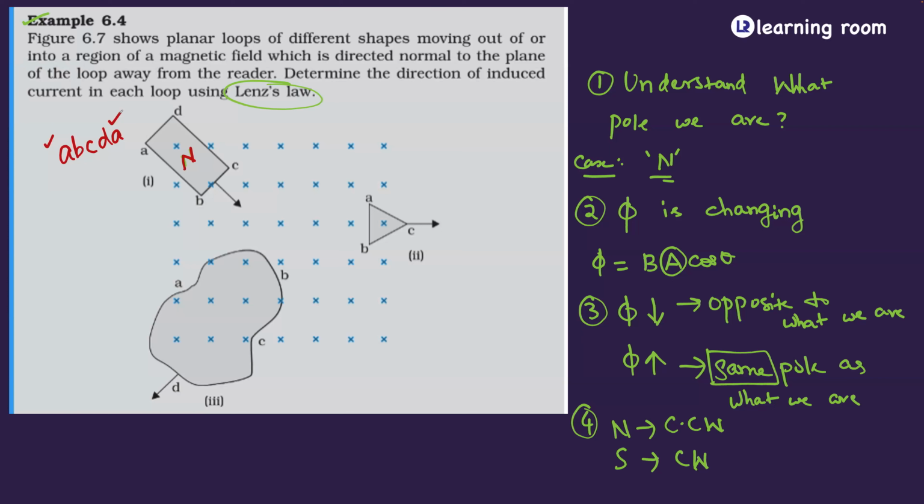So what pole should get generated? It should generate the opposite pole of what I am. I am north pole. This should be south pole. If it is south pole, it is clockwise current. So what is the direction of current here? A, C, B, A.